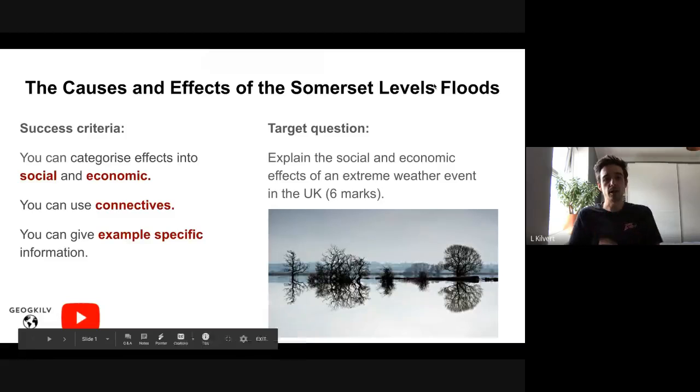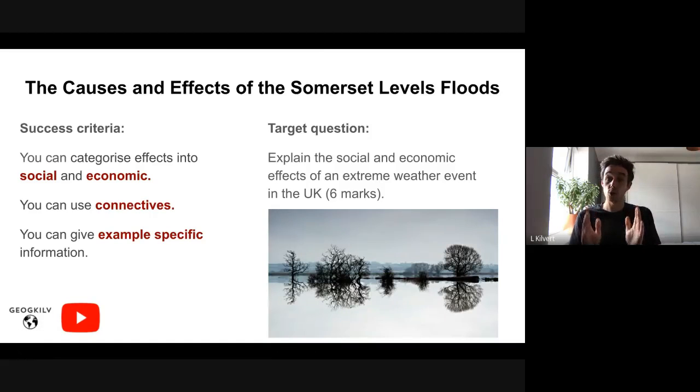So what we're going to look at today, and this is going to be the first of two lessons which we're going to spend on this, is we're going to look at the causes and we're going to look at the effects of some flooding which occurred in 2014 on the Somerset Levels.